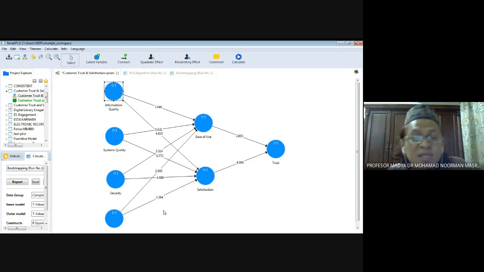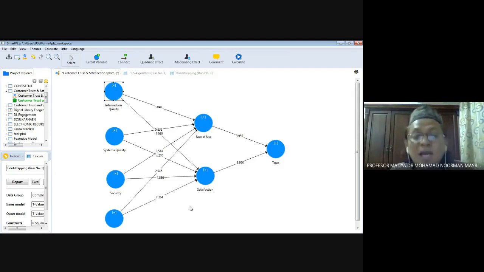Sorry that I didn't write the hypothesis, but the hypothesis here, more or less, is that information quality has a positive relationship with ease of use. So here, the T is 3.06, so we can support the hypothesis. Same as for the rest. So all hypotheses in this case are supported.